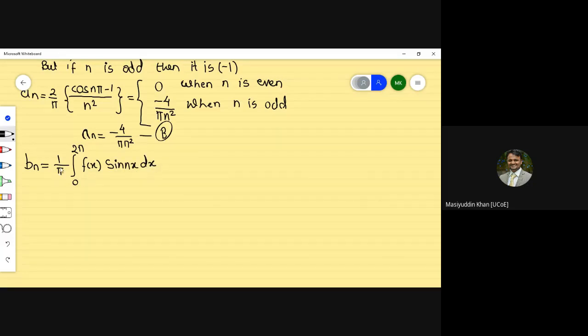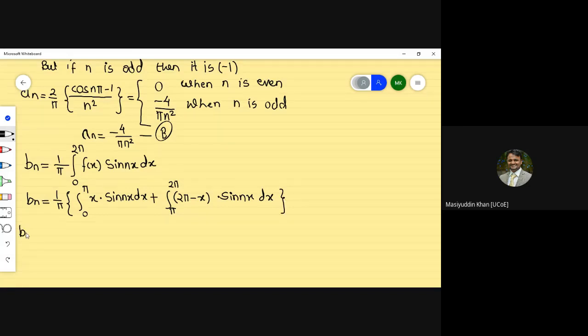into dx. So b_n is equal to 1 by pi integral 0 to pi x into sine of nx into dx plus integral pi to 2 pi, (2 pi minus x) into sine of nx into dx. Again, we have to apply integration by parts here.